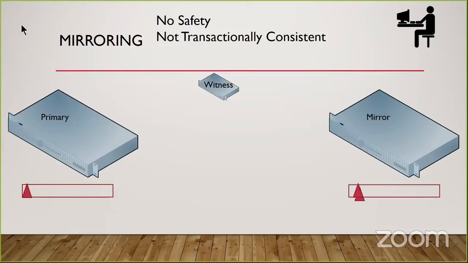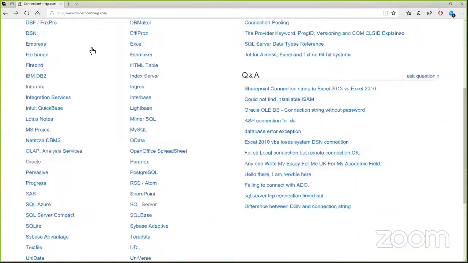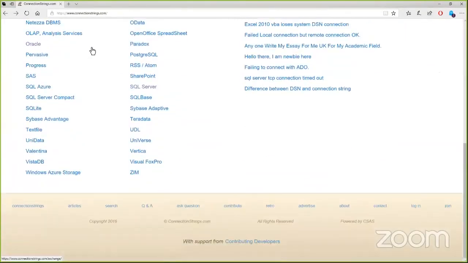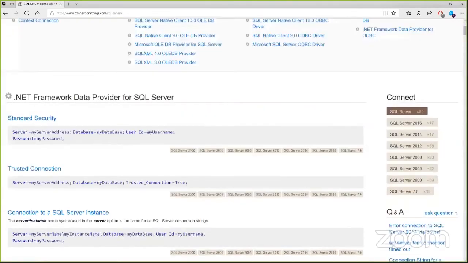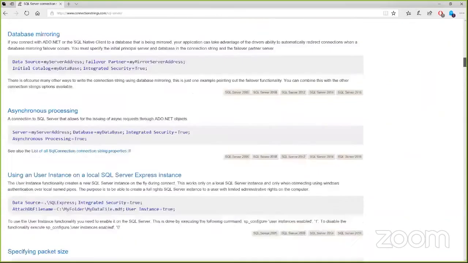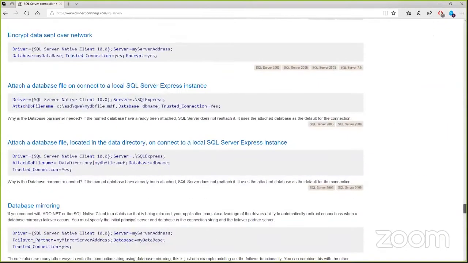Well, I'm glad you asked. I'm going to show you a website here, one of my favorite websites in the world, which just tells you how stinking nerdy I am. It's called connectionstrings.com. And it deals with connection strings, obviously. Lots and lots and lots of connection strings. If I look at SQL Server on this website and scroll down, clearly there are a lot of connection strings here. I've never counted them. There must be hundreds on here.